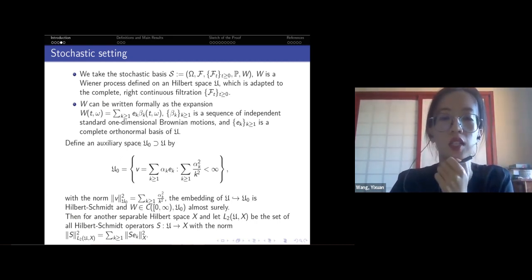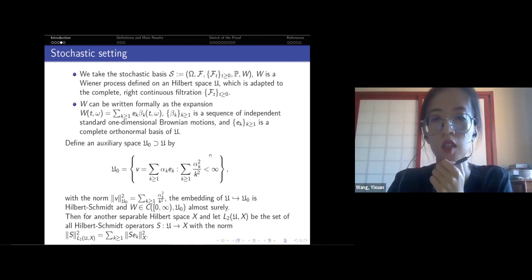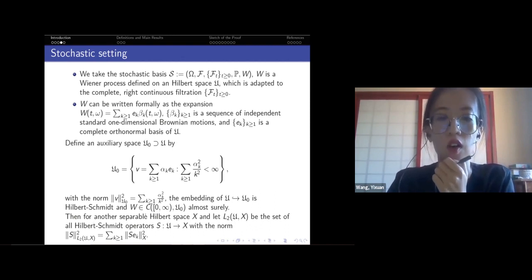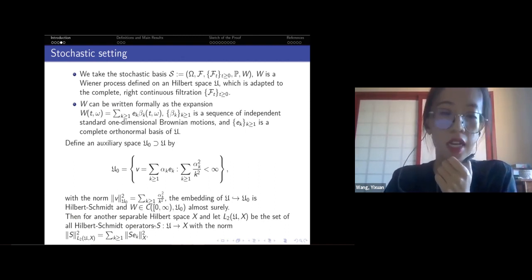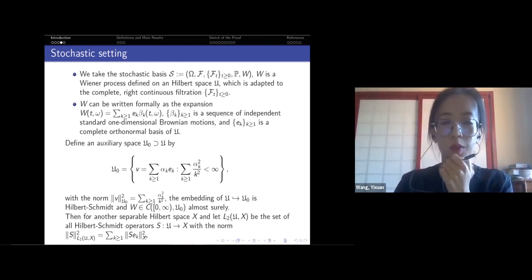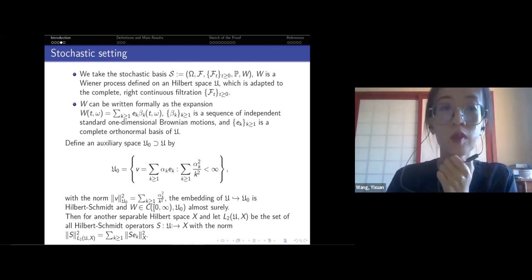Another notation is the auxiliary space U0, defined like this with respect to the basis for the Hilbert space U, with this norm defined. And also the separable Hilbert space X, the definition for L_2(U; X) is like this, and its norm also corresponds to the basis e_k.